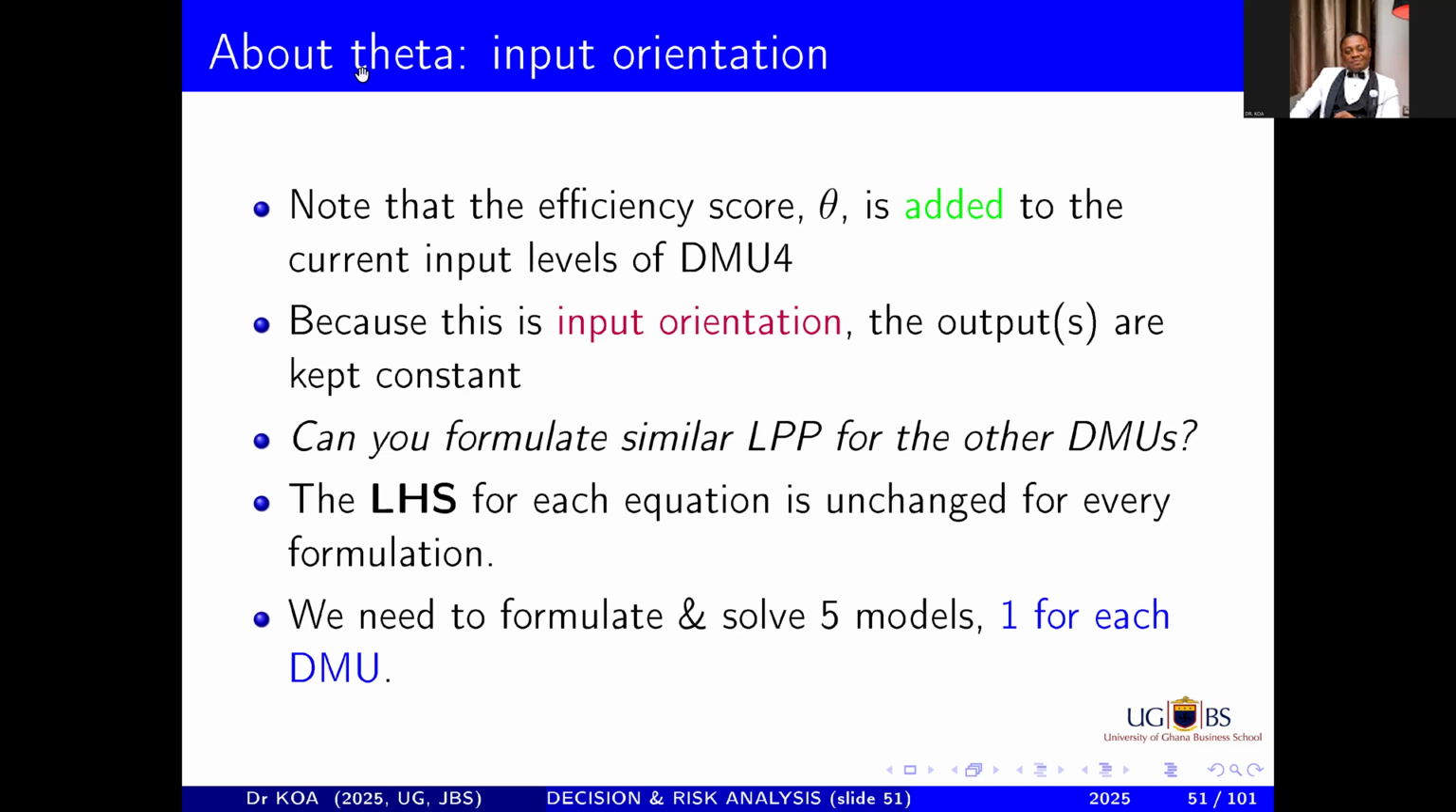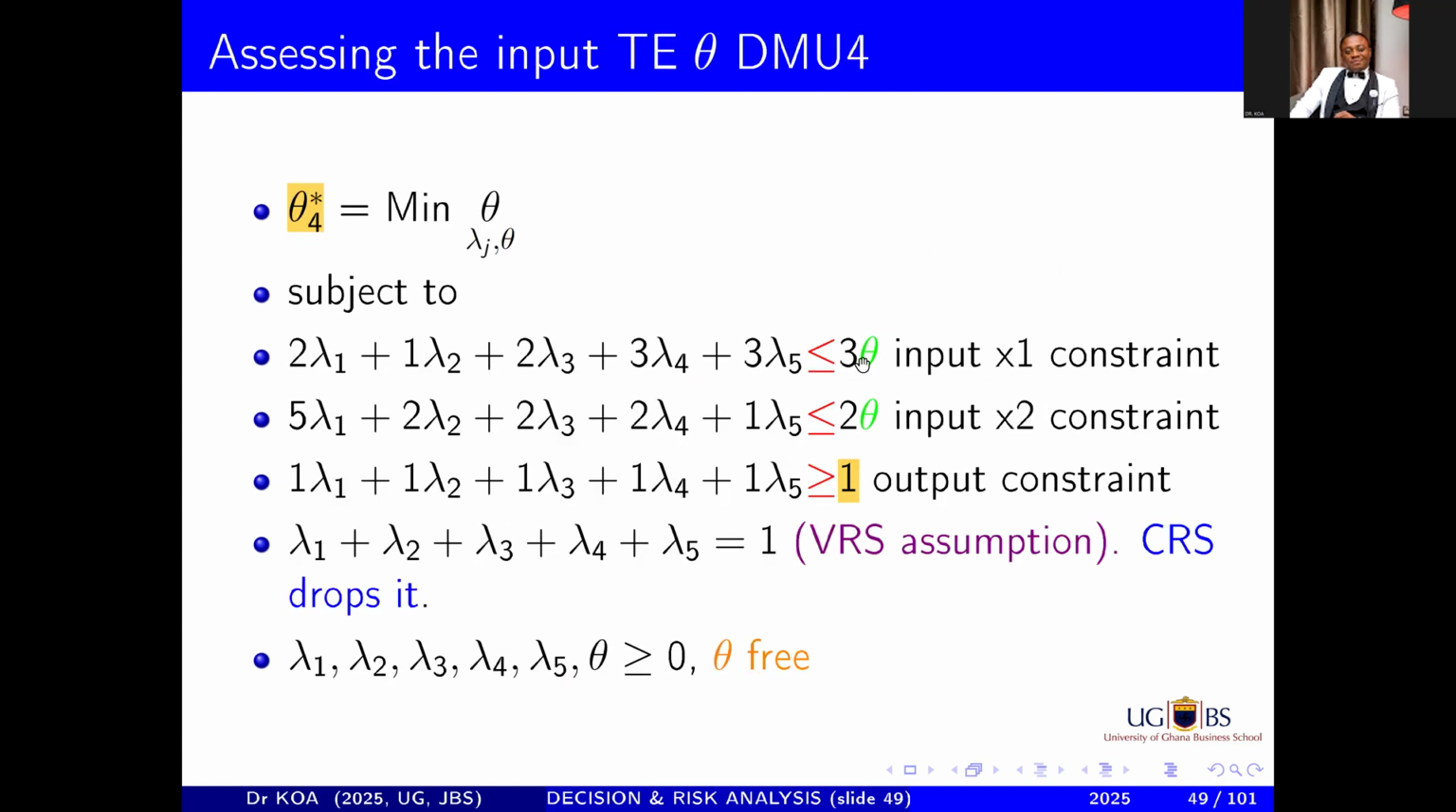So there are a few things you want to note about theta here. This is an input orientation. You can do output orientation, and I told you about output orientation as well. What can you do about output orientation? Well, the efficiency score is applied to the current input levels of DMU4. And you saw that here. You apply it to the current input level of the DMU. Is it multiplied by or is it added to it? It's multiplied.